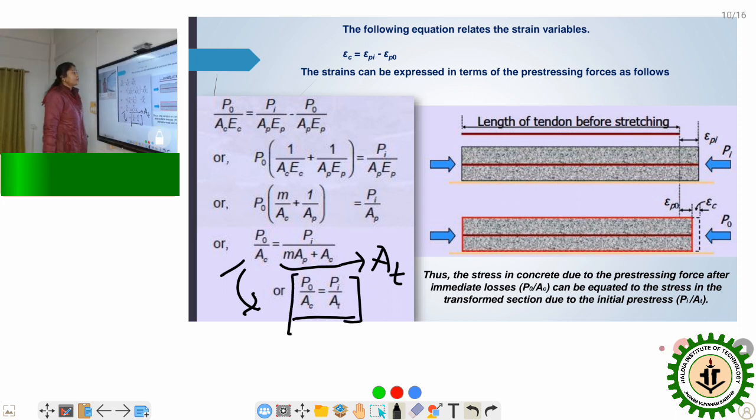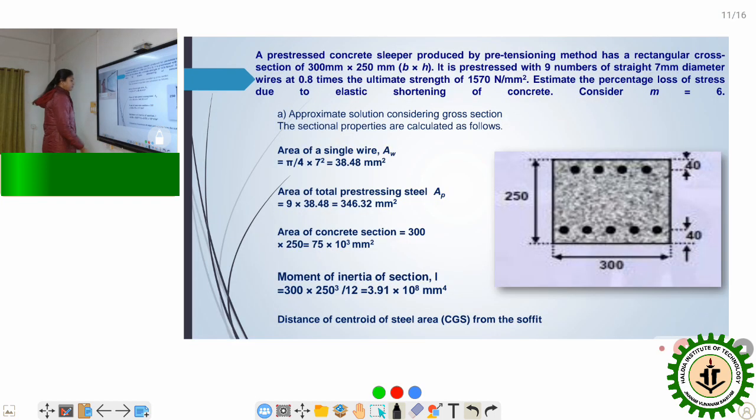So this is how we come to the point that the strain in concrete is equal to the initial pre-stress which has caused the strain, minus the reduced pre-stress which has caused the strain in steel.